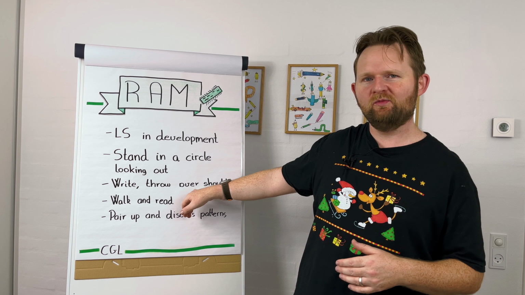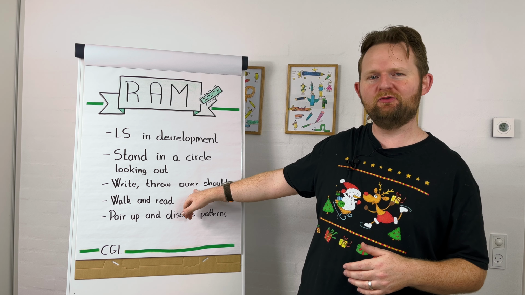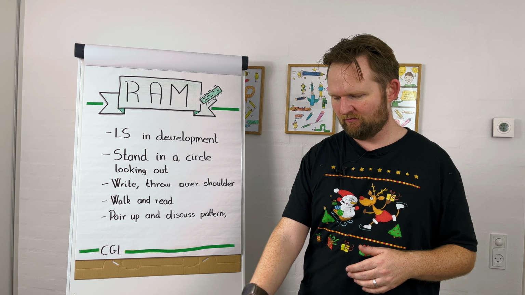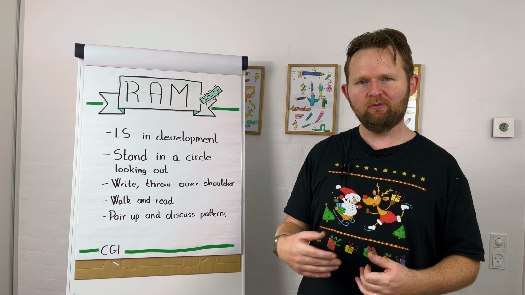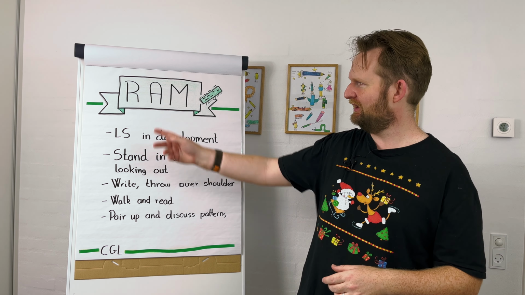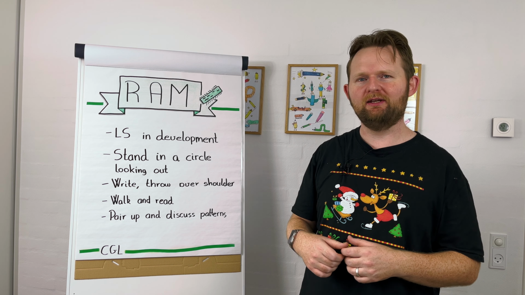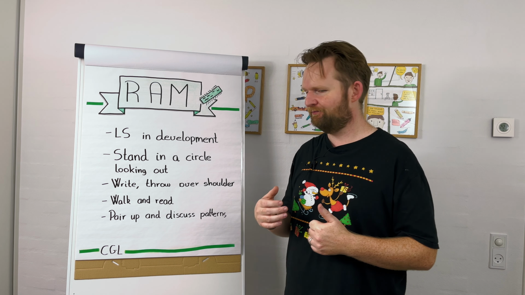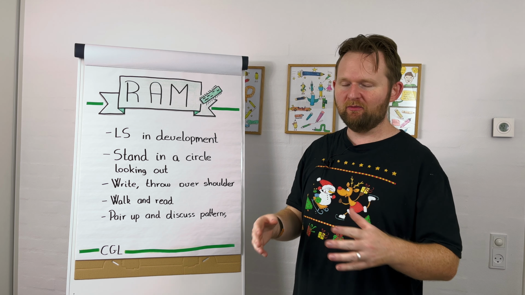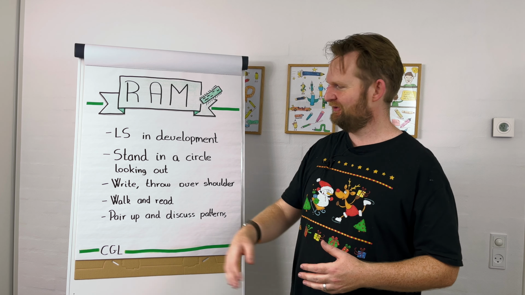And then when they've done that, you ask them to turn around and walk, pick up these post-its on the floor, read them, put them down again, read another one. That is where we have the random access, right? So we'll just walk around. Maybe people want to take notes or whatever makes sense.